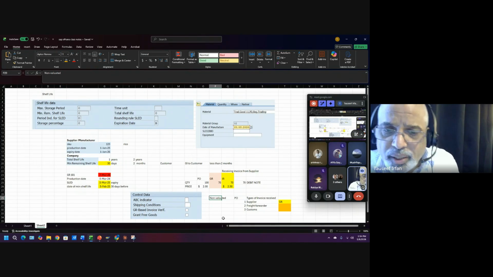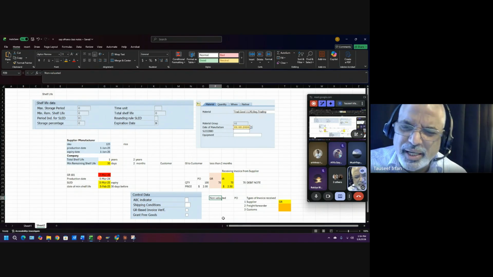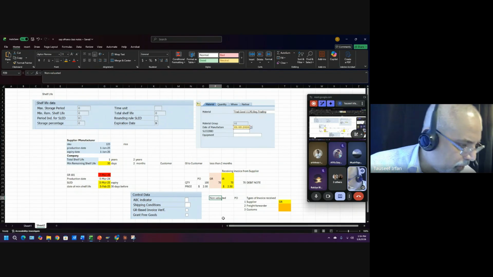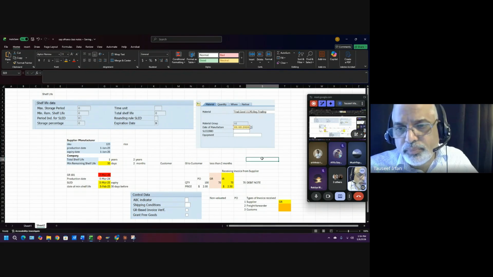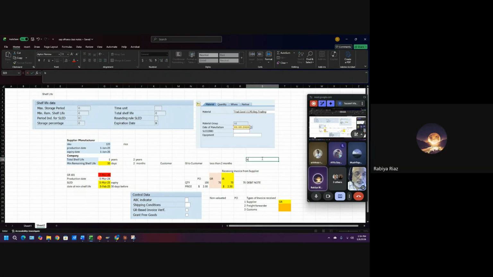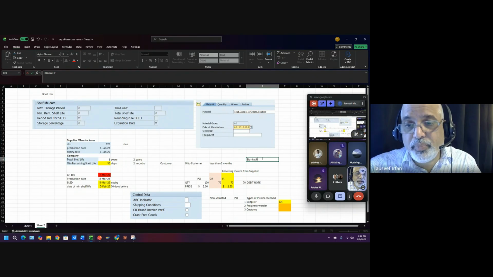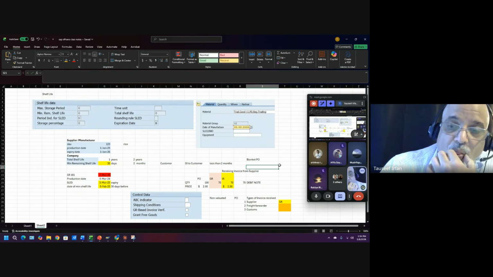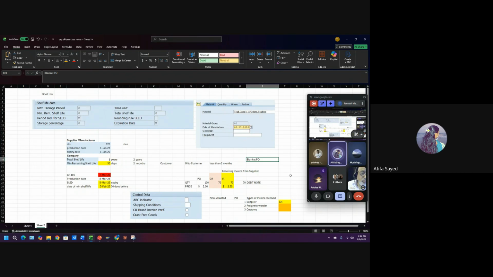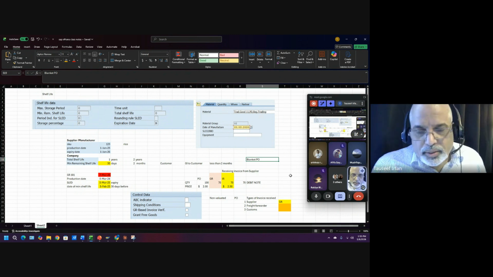The one we have, Afifa said blanket PO. Rabia, what is blanket PO? Afifa, tell us, what is blanket PO? So small things that are purchased repeatedly. Small things.